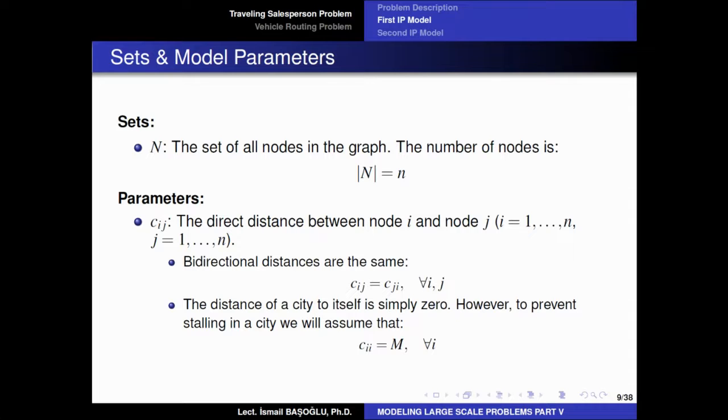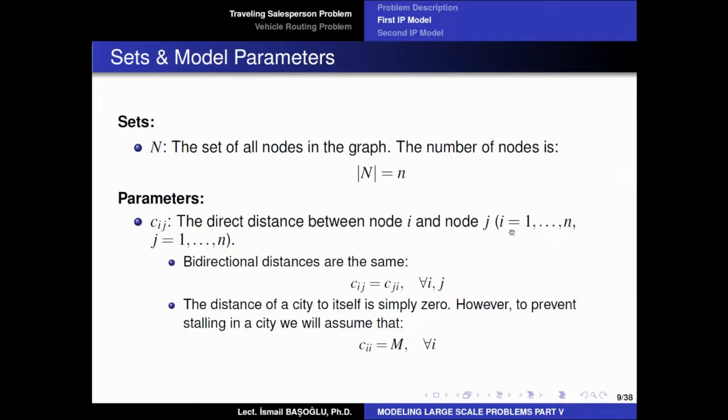Now we are going to define the notation of our parameters. The only information that we require is the direct distance matrix. Given the set of the locations in our network diagram, we need to have the direct distances between every couple of cities from node i to node j. Of course, we assume that the bidirectional distances are the same. So if Cij represents the distance from node i to node j, Cji will also be equal to the Cij value.